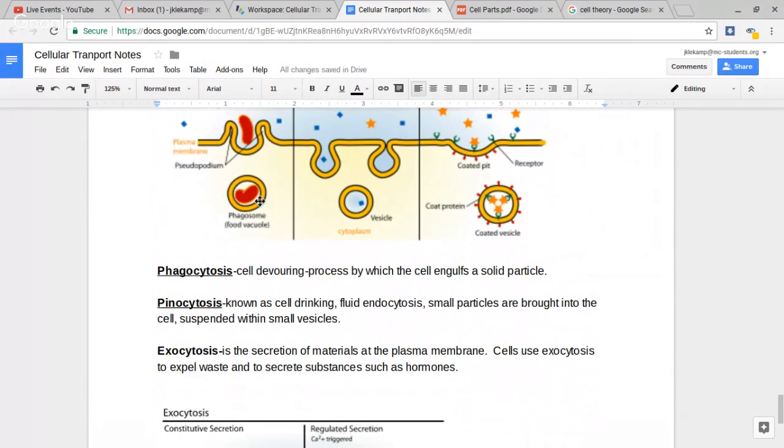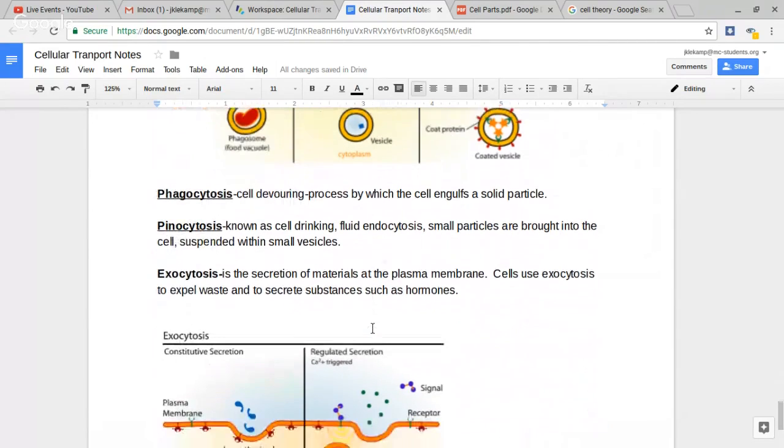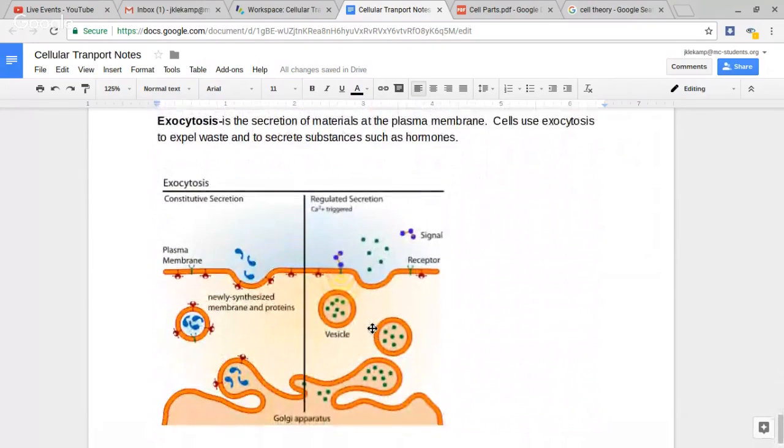As you can see, it's brought in as a vesicle. And remember, these vesicles are taken care of by the Golgi apparatus. So they're sent to the Golgi apparatus, or maybe a lysosome would come by and break down that plasma membrane so that they can actually do what they need.